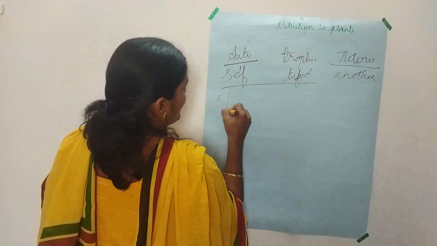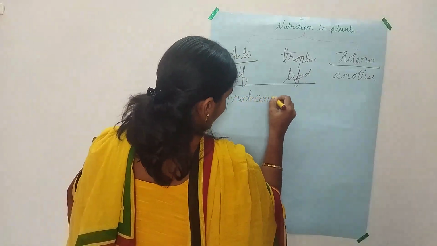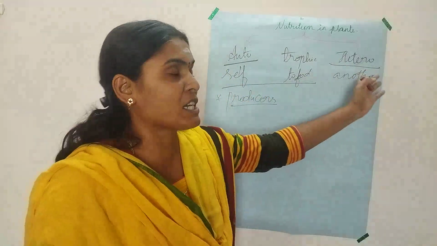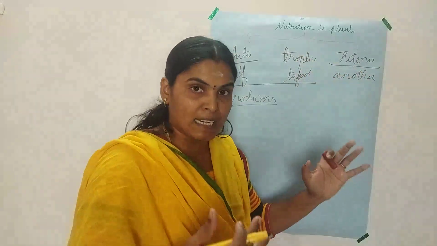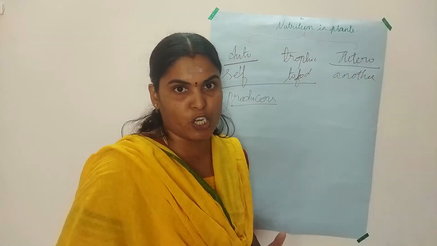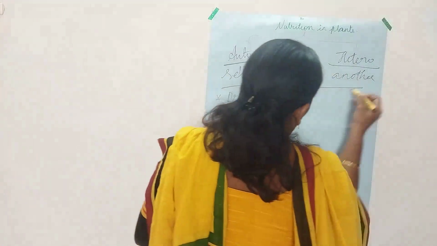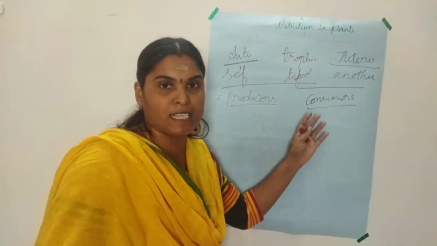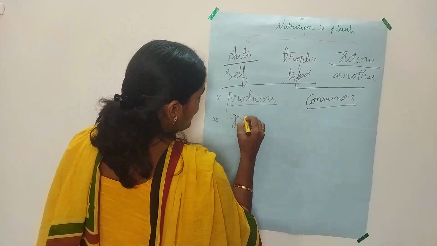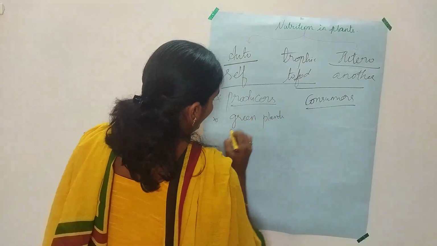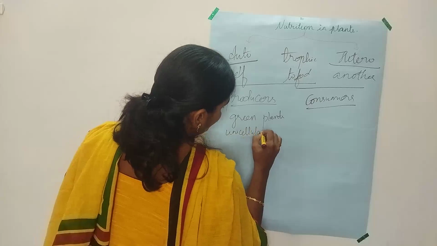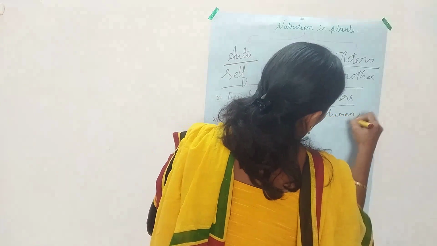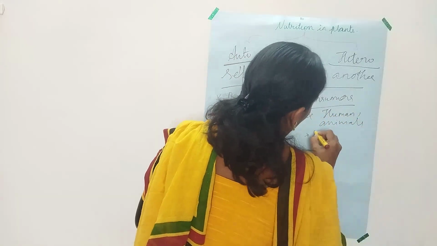They are also known as producers. Do you know why they are called producers? Because they are the main source of food for other organisms. In turn, heterotrophic means the organisms which depend on other organisms for food. They are also called consumers because we consume from the producers. Examples of autotrophs are green plants, unicellular algae, and some bacteria. For heterotrophs: human beings, animals, and non-green plants.